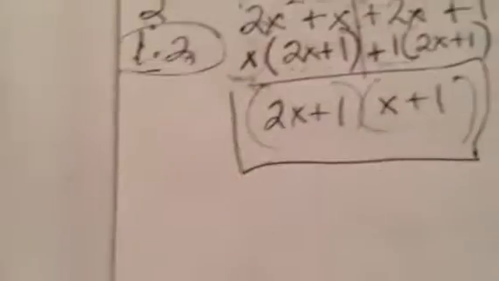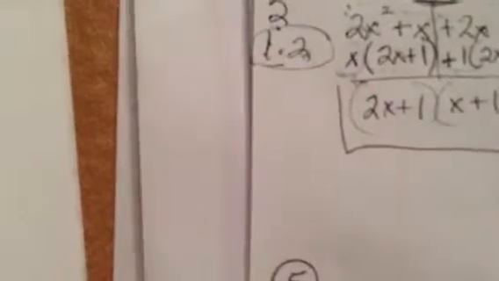All right, let's try another one. Let's try number 5. And by the way, I didn't even say this at the very beginning, but this is from 22a. Okay, so I'm going to come back up here. This is from 22a. Okay, number 5. 2x squared plus 15x plus 18.